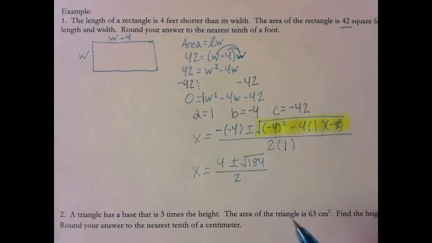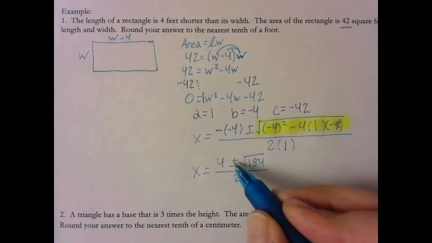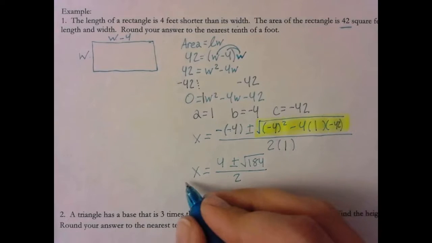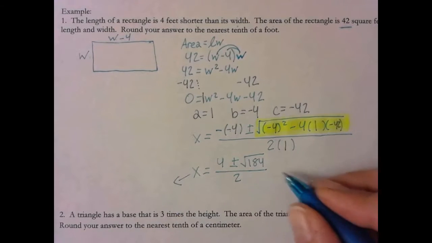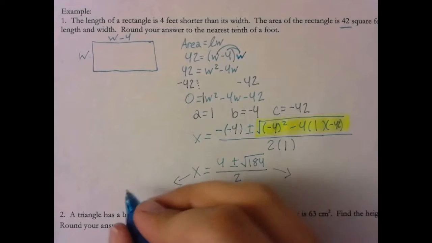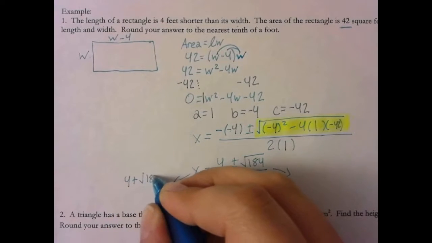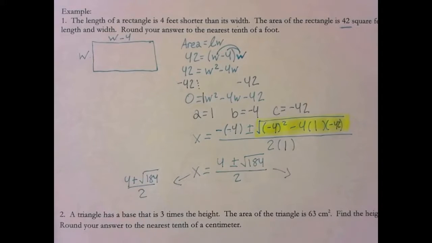Okay, we're so close to the end. Notice this plus or minus, so that means we need to do 2 problems. We need to separate it now. So I'm going to do one over here and one over here. One of them is 4 plus the square root of 184 all over 2. The other one is 4 minus the square root of 184 all over 2.